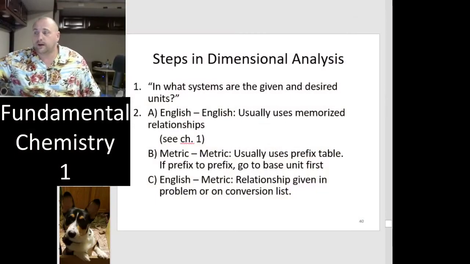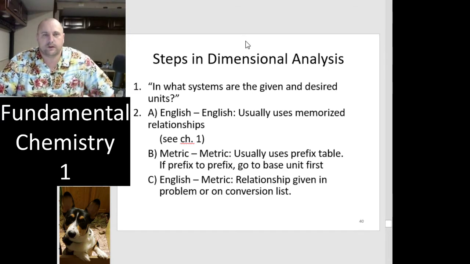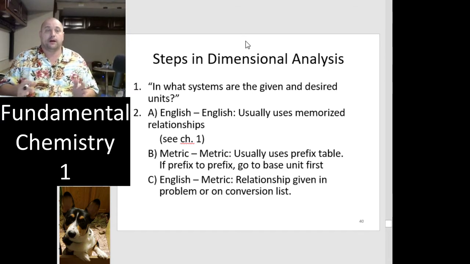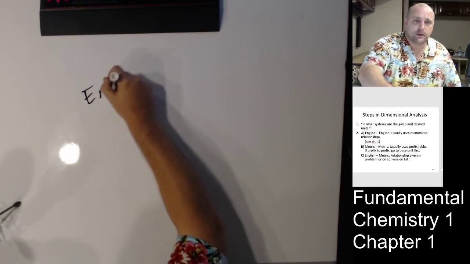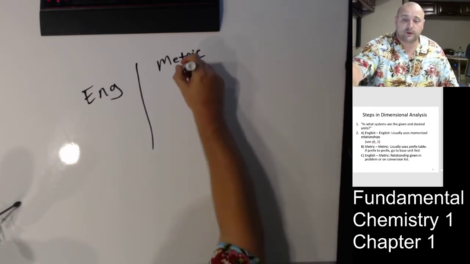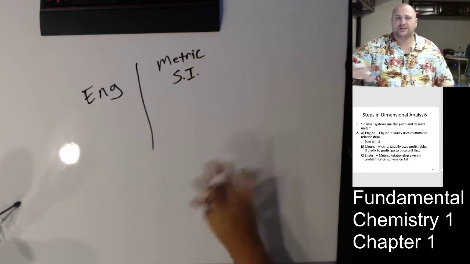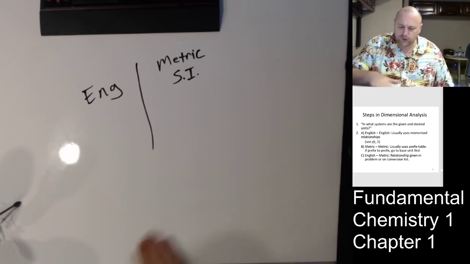So here's a list of my steps that I use. The first step says: what system are the given and desired units? The key to that is to look at the units. So we want to make a quick list of some basic stuff. We've got English and we've got metric. You'll also sometimes see it called SI. That's just because the baseline for the metric system wasn't standardized.